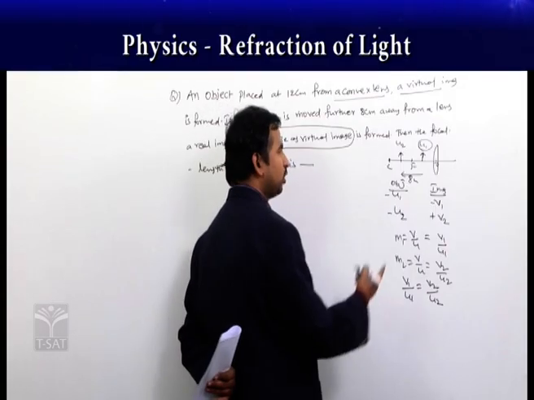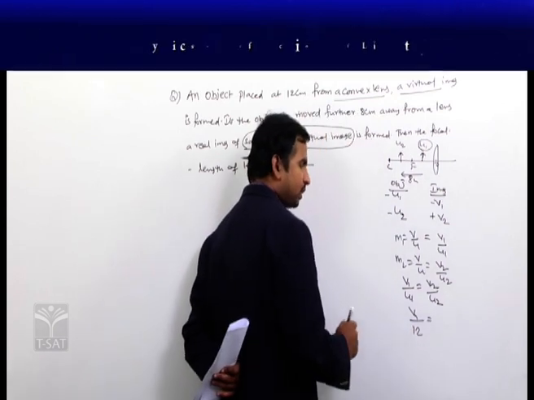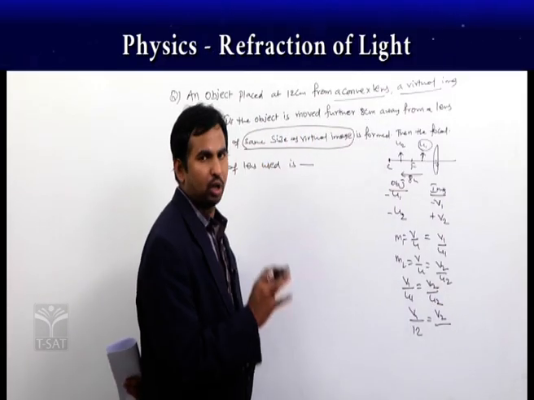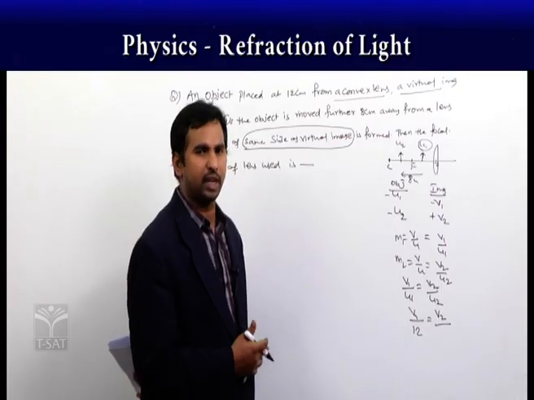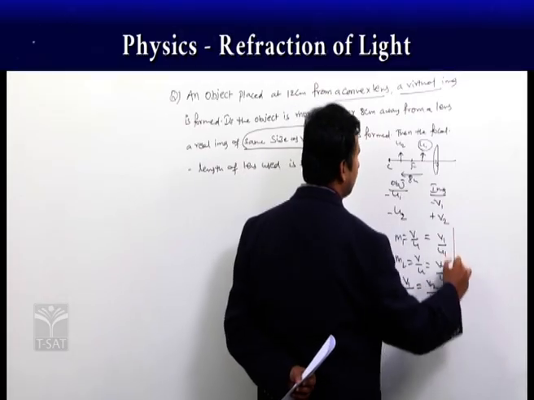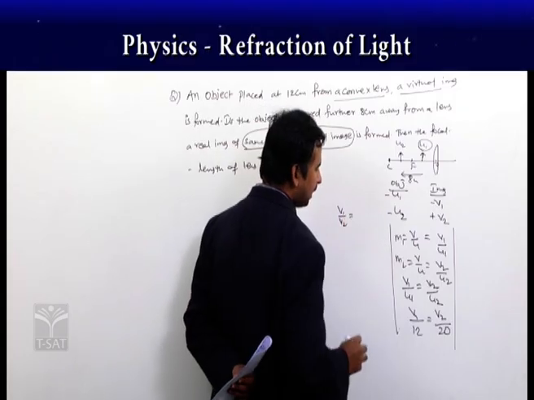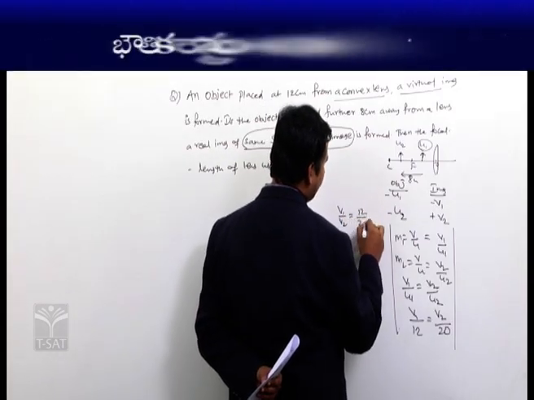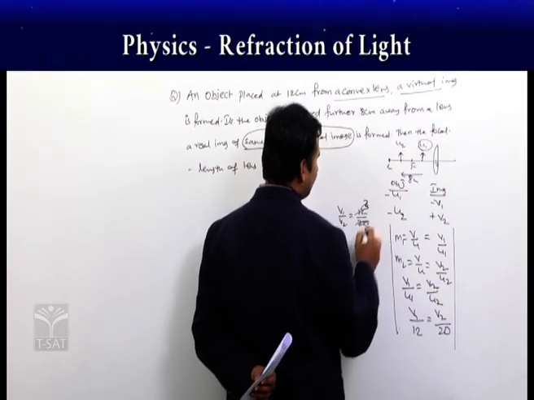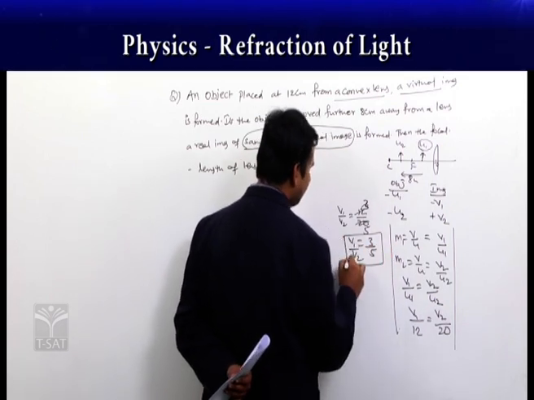Where V1 is the image distance in the first case, where the object is placed at 12, and V2 is for the second case, where the object distance is 12, moving away by 8, so 12 plus 8 becomes 20 centimeters. So this becomes 20. Then finally we got the V1 by V2 value as 12 by 20, which is 6 by 10, or you can write 3 by 5. So V1 by V2 we got as 3 by 5.